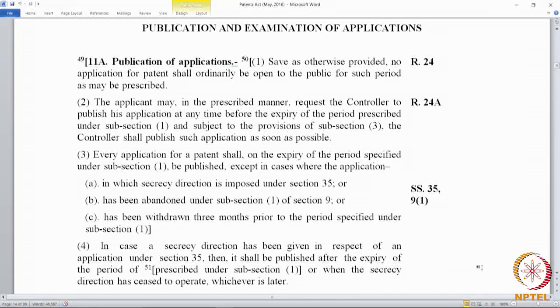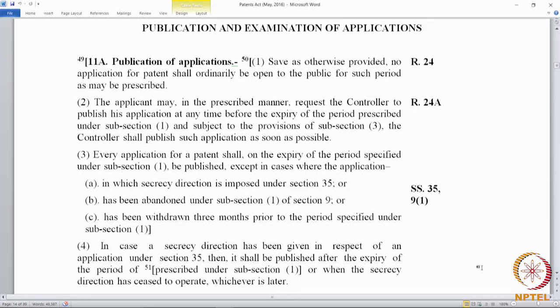Publication and examination of applications. All this while we were looking at the process of making those applications: what are the forms that need to be used, what is the structure of a complete specification, the difference between a provisional and a complete, what form you will use for a provisional or a complete. We were looking at the preparatory part of filing an application.